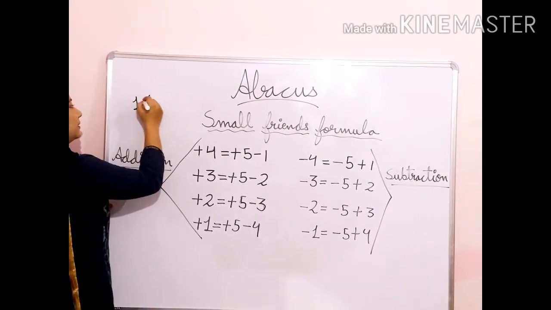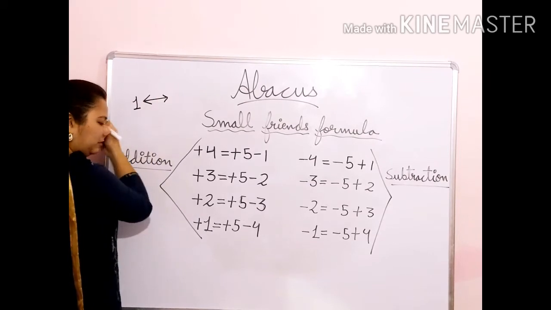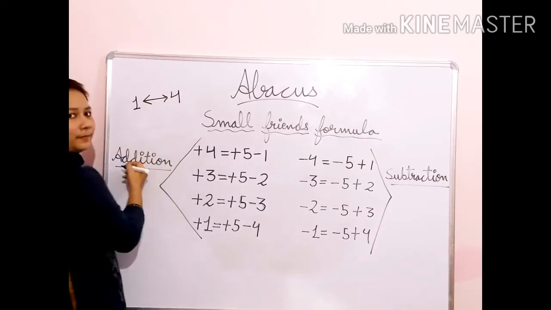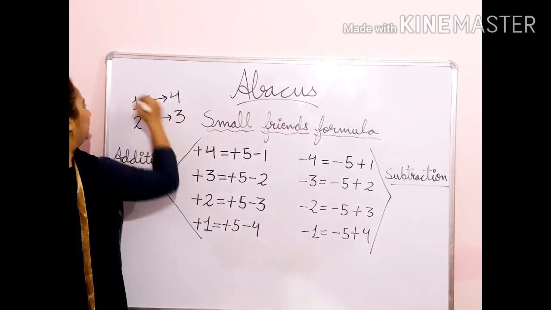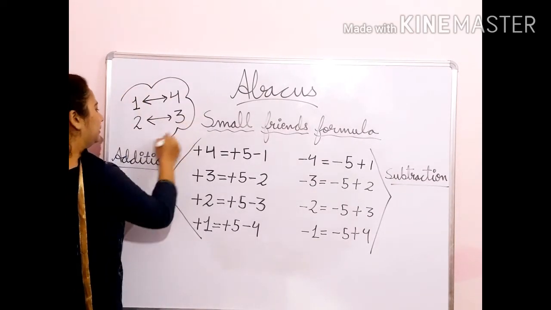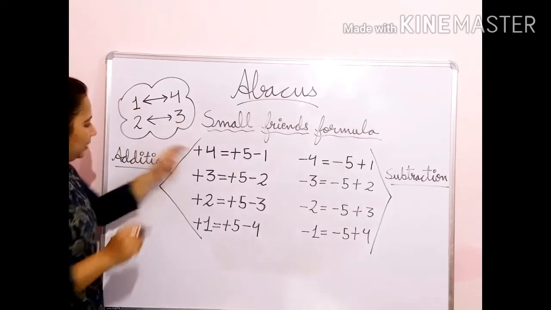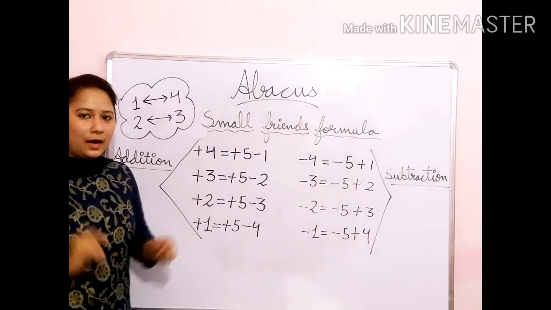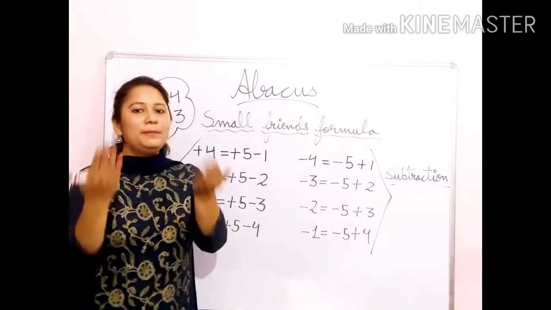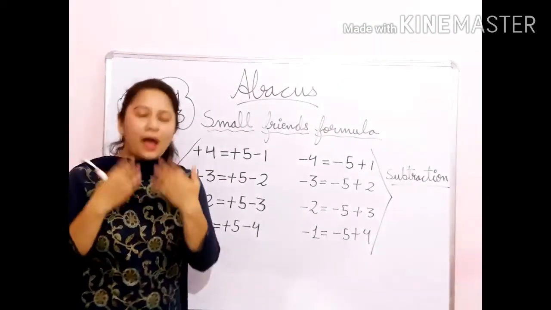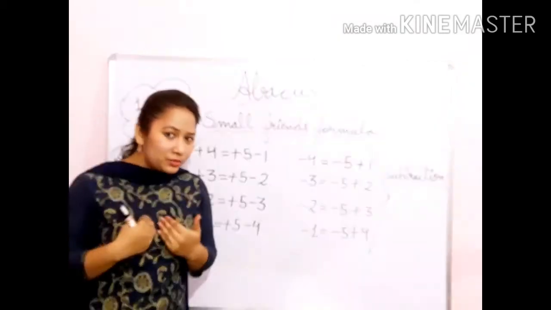1 is the friend of 4 and 2 is the friend of 3. See, you have to learn only this. And you can make your formulas by yourself. See how. See, if I am your friend, then you will be my friend. Means, अगर मैं आपकी दोस्त हूँ, तो आप भी मेरे दोस्त होगे.